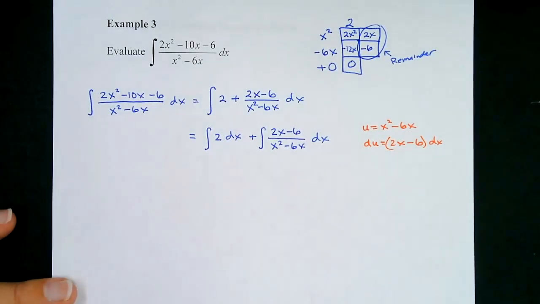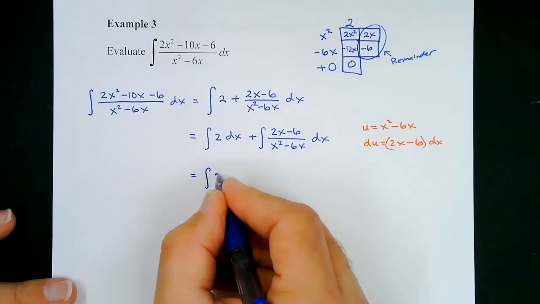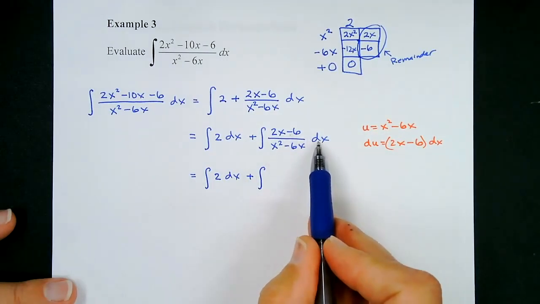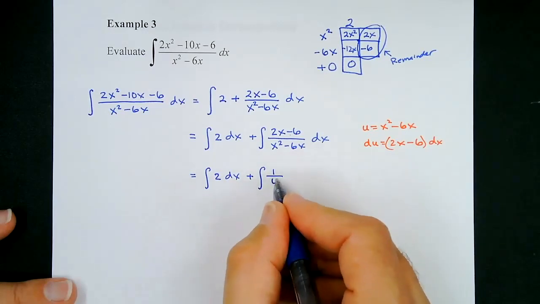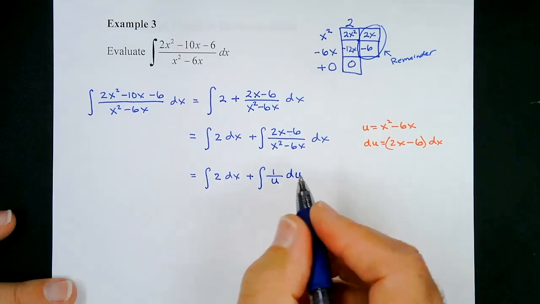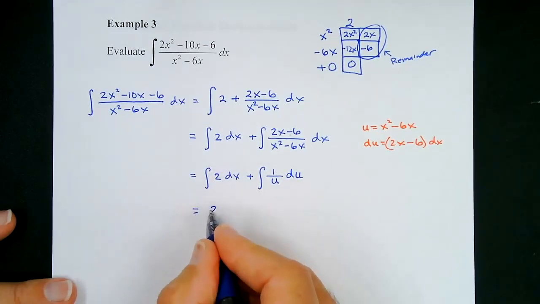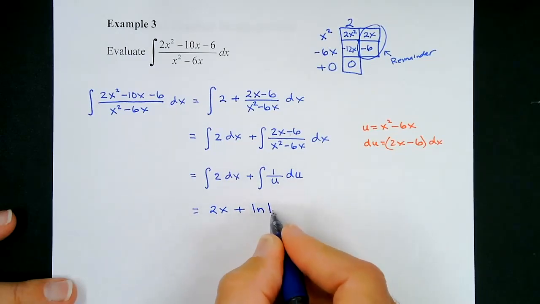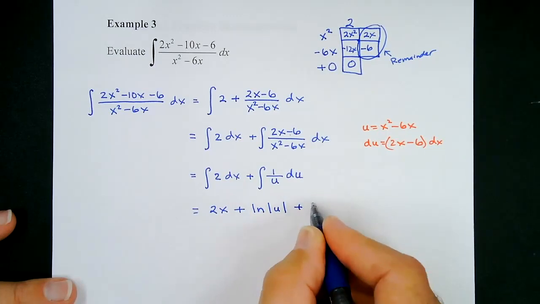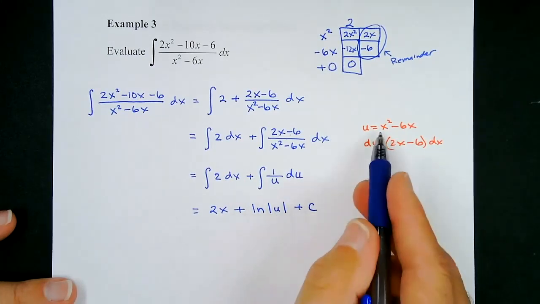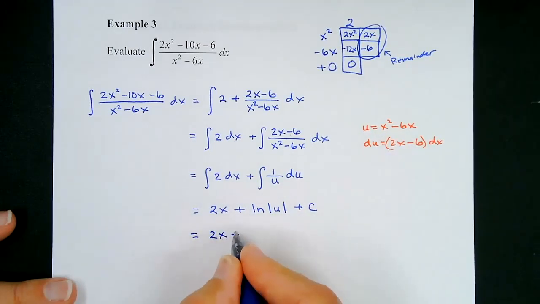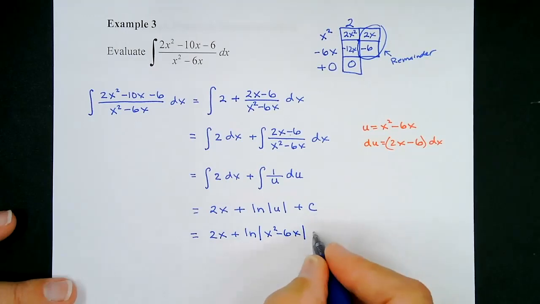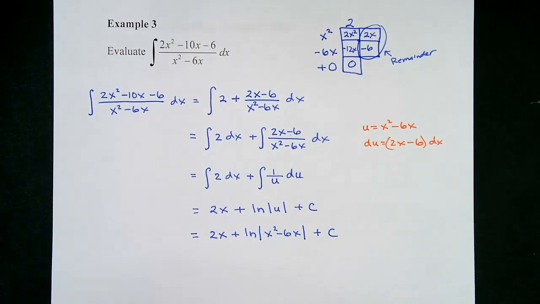So what that means is now I can rewrite this as the integral of 2 dx plus the integral of, well, this along with this become my du, and this is my u, so this is just 1 over u times du. What's the integral of a constant 2? That would just be 2x. Plus, the integral of 1 over u would be the natural log of the absolute value of u plus some constant c. And then switching u back into x squared minus 6x, we get 2x plus ln of the absolute value of x squared minus 6x, plus c. And that's the answer to this integral.